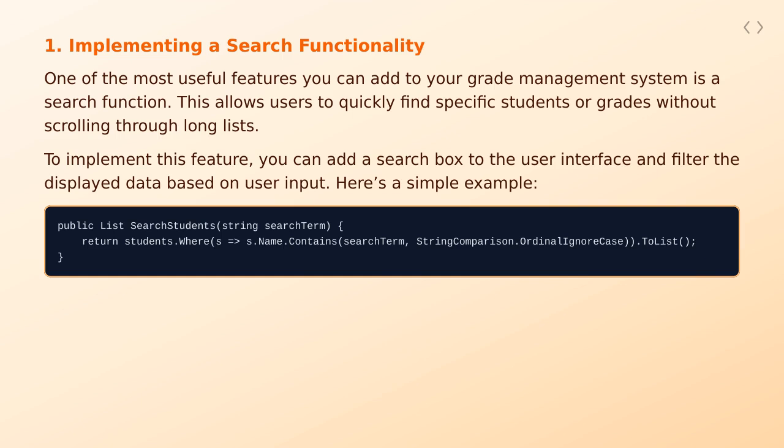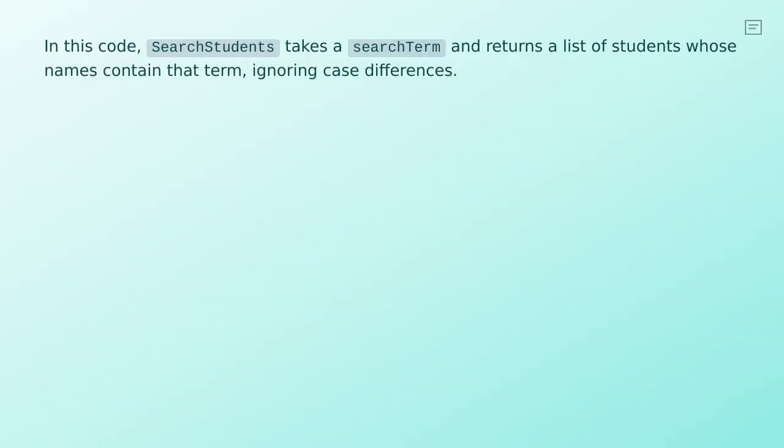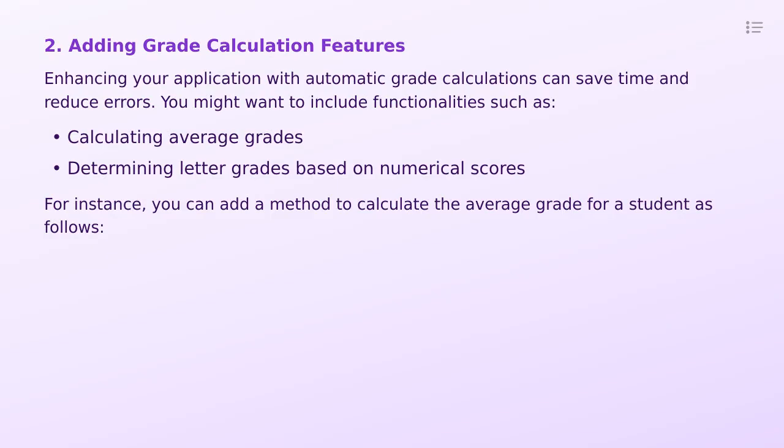The samples on screen walk through this step. Take a moment to read through them. In this code, Search Students takes a search term and returns a list of students whose names contain that term, ignoring case differences. Let's move on to 2.